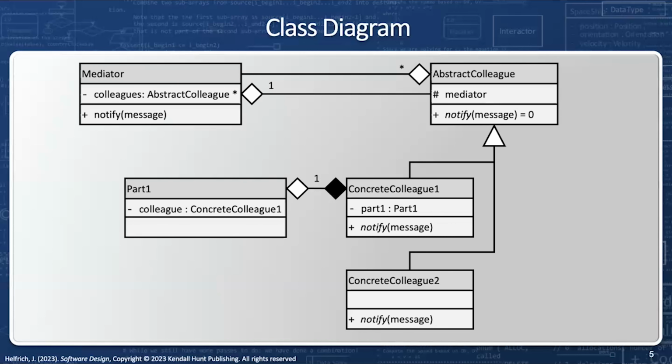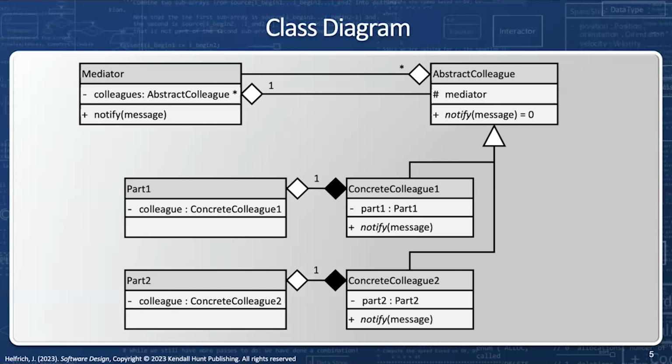So if part 1 wants to instantiate a message, it will call colleague : notify with the message, and then notify will then send it to the mediator. The mediator will figure out who is going to receive the message. In this case, this is going to go back to concrete colleague 2. So that means concrete colleague 2 needs to have a reference to part 2, and it's going to be the same thing. Now, concrete colleague 2 will speak to part 2 through part 2's public methods. In other words, only concrete colleague 2 knows how to speak part 2's language, and only concrete colleague 1 knows how to speak part 1's language.